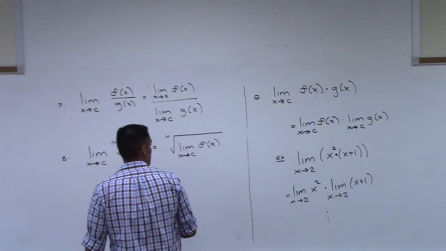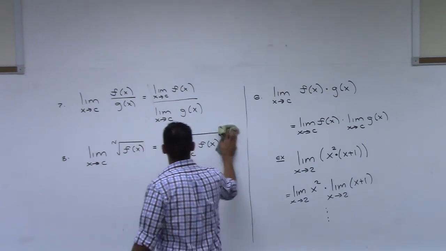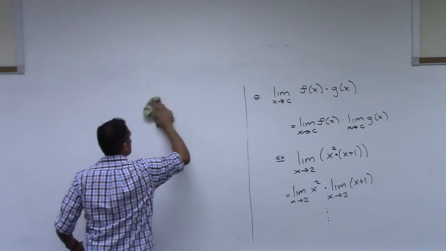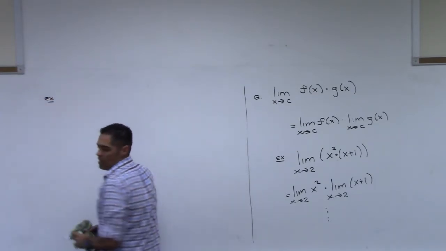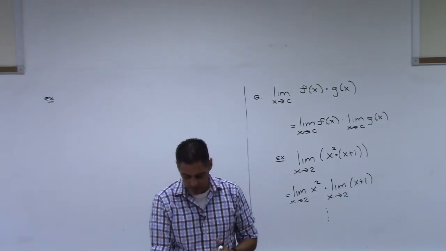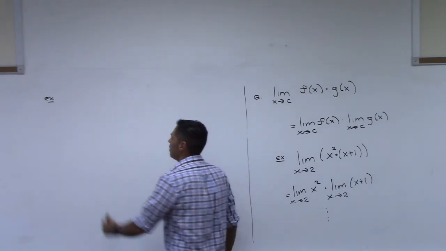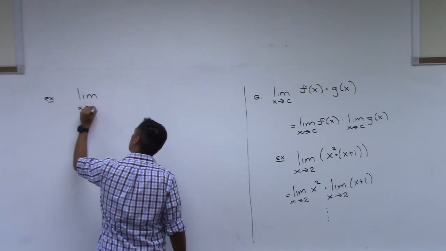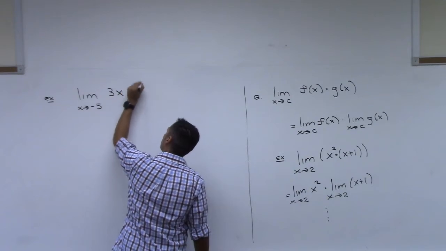But let's do a couple of examples using all of these now. So first example, if these first examples seem straightforward and kind of too easy, just bear with me. All right, they'll get a little more complicated. How about this? The limit as x approaches -5 of 3x plus 1.